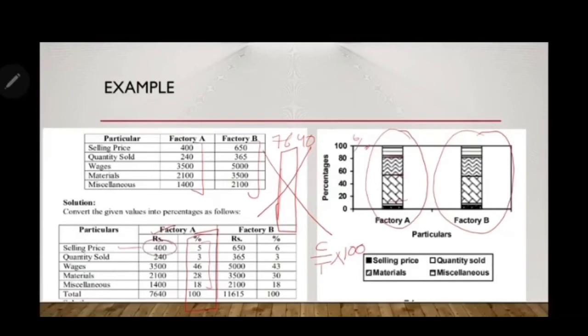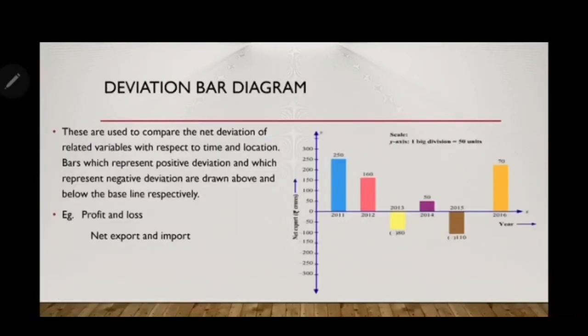Thus, 400 upon 7640 is 5%, which is shown here. 240 makes 3%, which is shown here. 3500 makes 46%, which is shown like this. Unlike subdivided bar diagram, the height of all percentage bar diagrams is same because total of percentage bar diagram is always 100%. Also, like subdivided bar diagram, here we need to give the key box or index in order to differentiate between different type of variables.